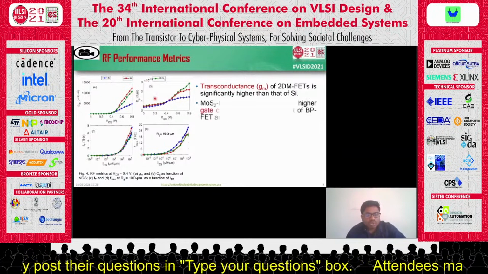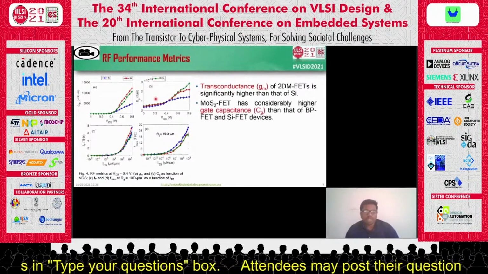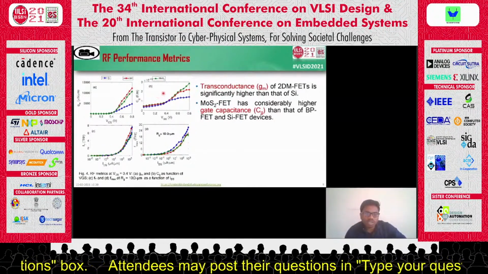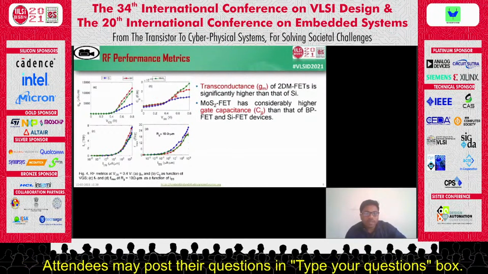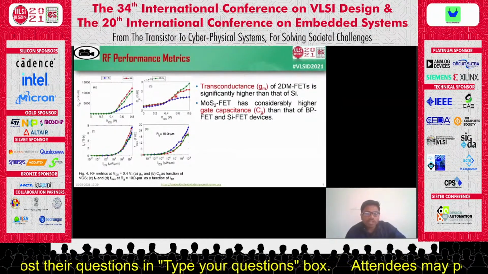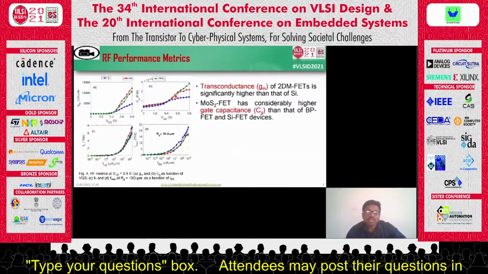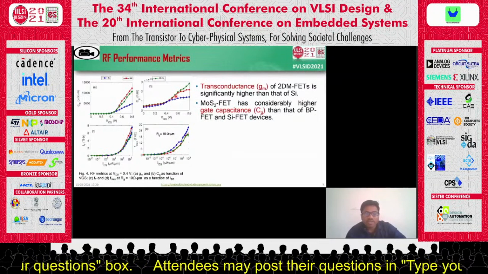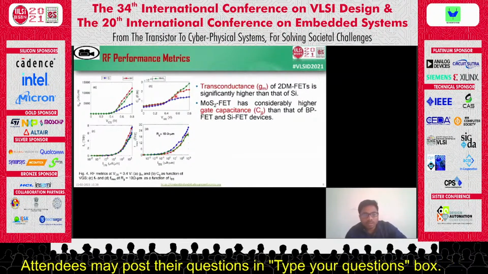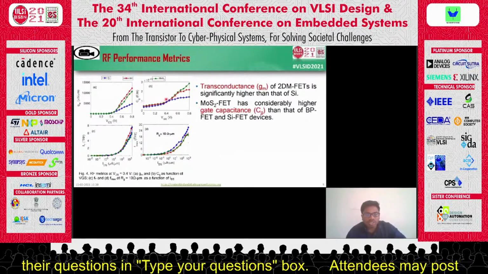Figure 4b shows the gate capacitance variation as a function of gate voltage, and here we can see the MoS2 FET has higher gate capacitance than the BP and silicon, because gate capacitance is the combination of the oxide capacitance and quantum capacitance. As MoS2 has a higher effective mass, it has a high density of states and hence high quantum capacitance, which results in high gate capacitance.